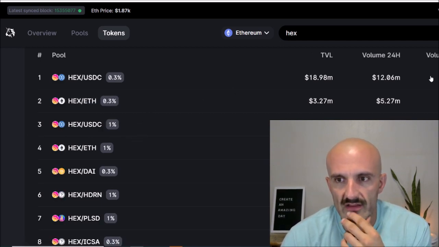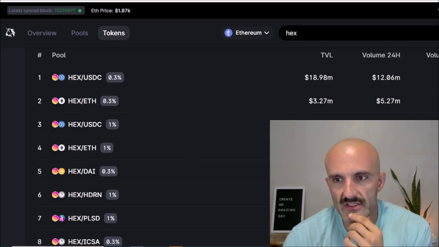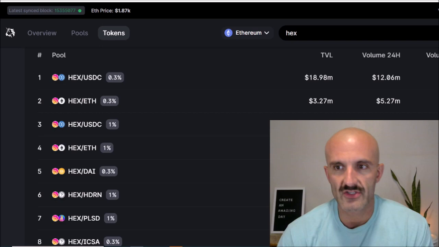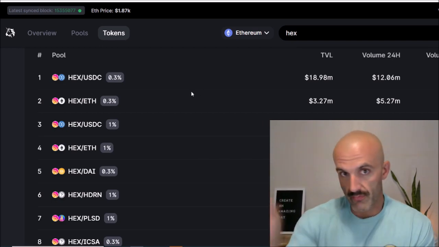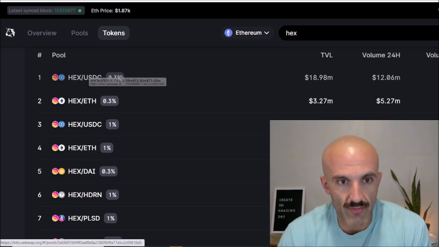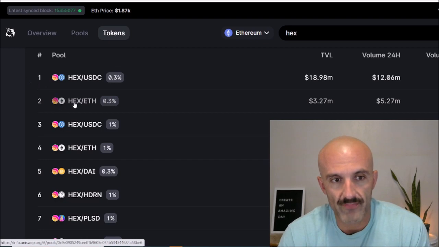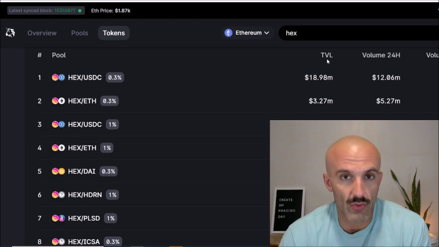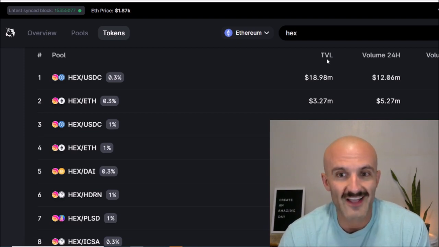And if we sort by 24-hour volume, what we can see over here is that over the last 7 days, there was $75 million worth of volume, that's both buying and selling, in Hex in this group here, the 0.3%. Now, the next pool with the most volume is also 0.3%. And you can see the pool size.